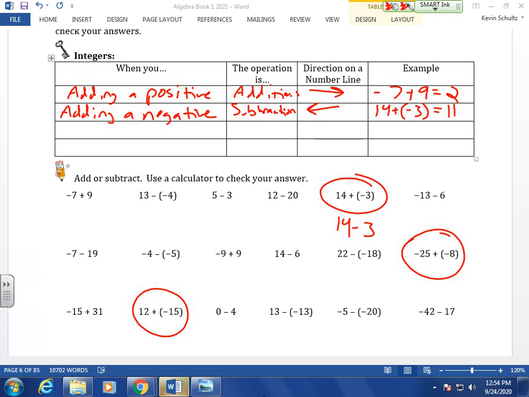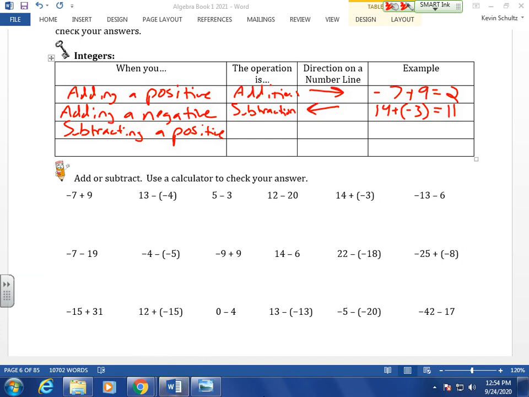The next one, the third one: subtracting a positive. Which of these 18 here show subtracting a positive? Linnea? 5 minus 3. Okay. You've seen that before, right? Alan? 14 minus 6. 0 minus 4. Any others? Negative 13 minus 6.